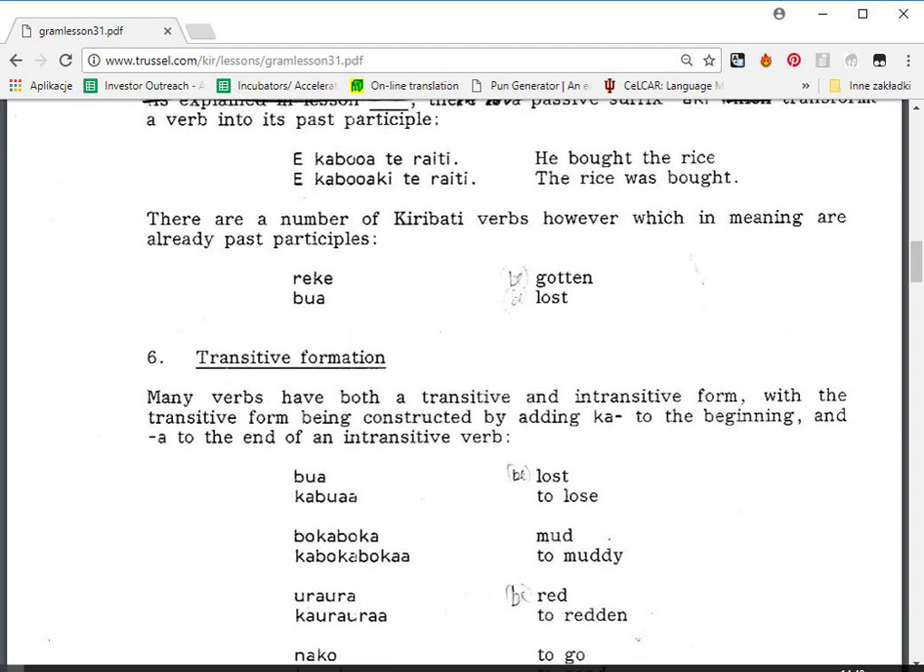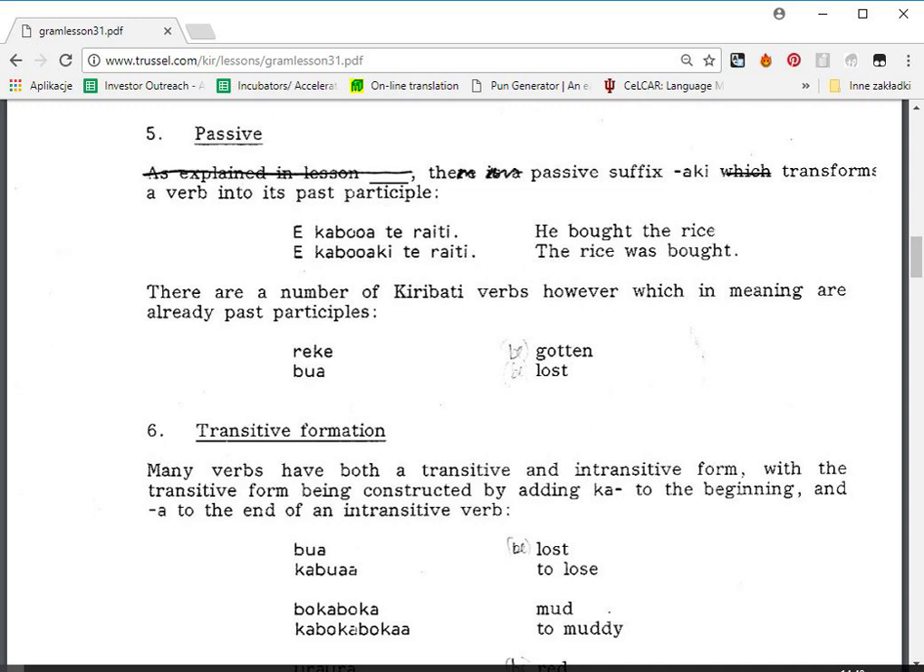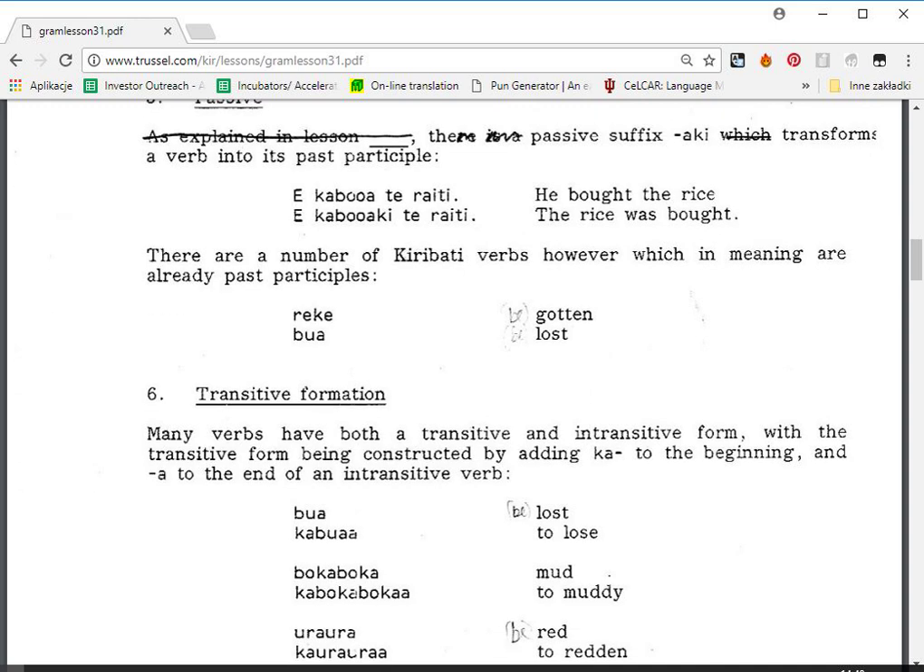So note that the ki at the end, or the aki, indicates like ed in English. There are a number of Kiribati verbs, however, which in meaning are already past participles.